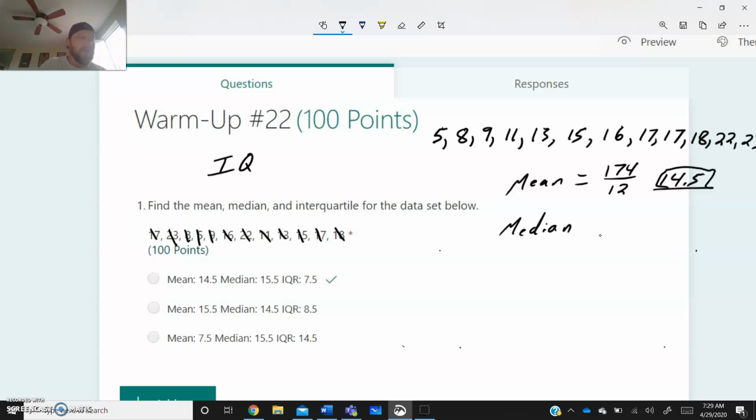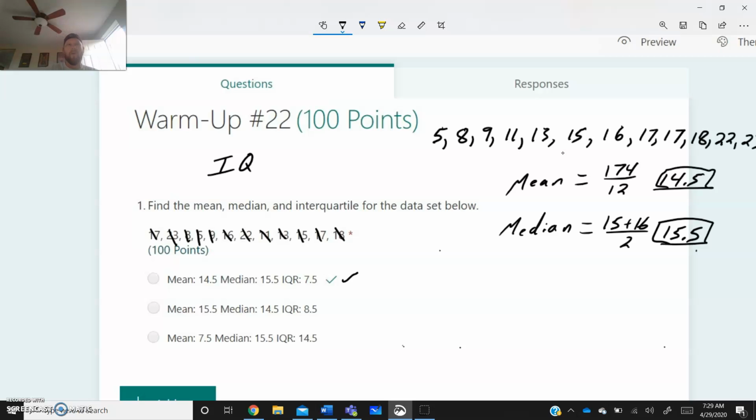Median is my middle number. I have two middle numbers because there's an even amount of numbers, and they are 15 and 16. If we have an even number, we have to take 15 plus 16 and divide it by 2, because I'm using two numbers here. When I do that, I get an answer of 15 and a half, or 15.5. So once again, you can already see what the answer is going to be. It's going to be that top one.